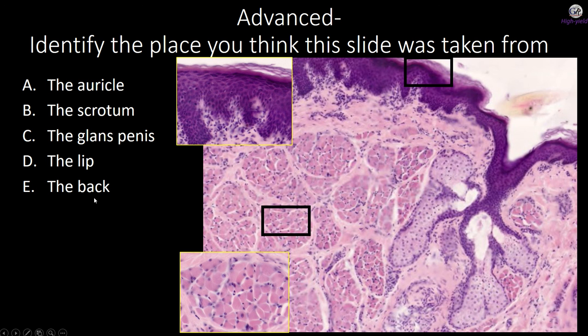And the last one is the back. The back does have extremely thick dermis. It's one of the places on the body that has the thickest dermis. And this doesn't look very thick. And there would be a hypodermis in the back. So I'm going to cross that one out as well.